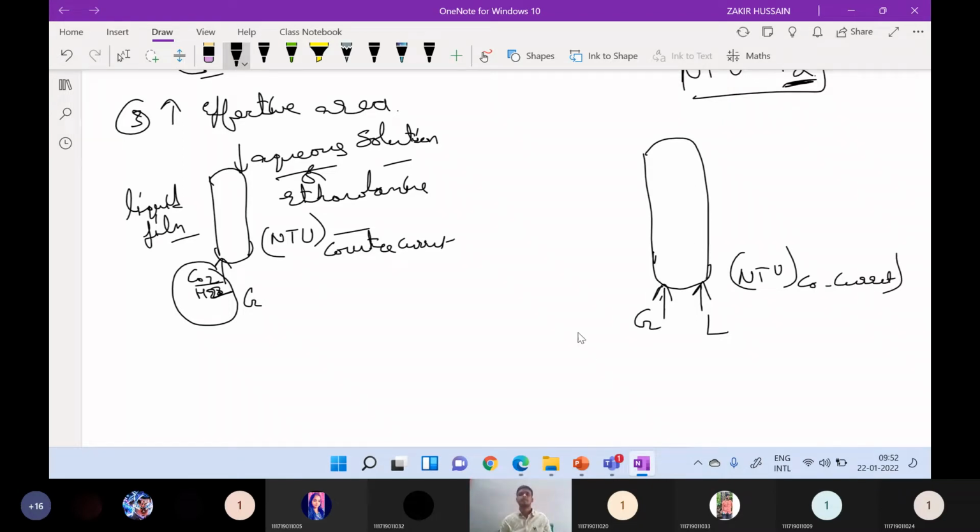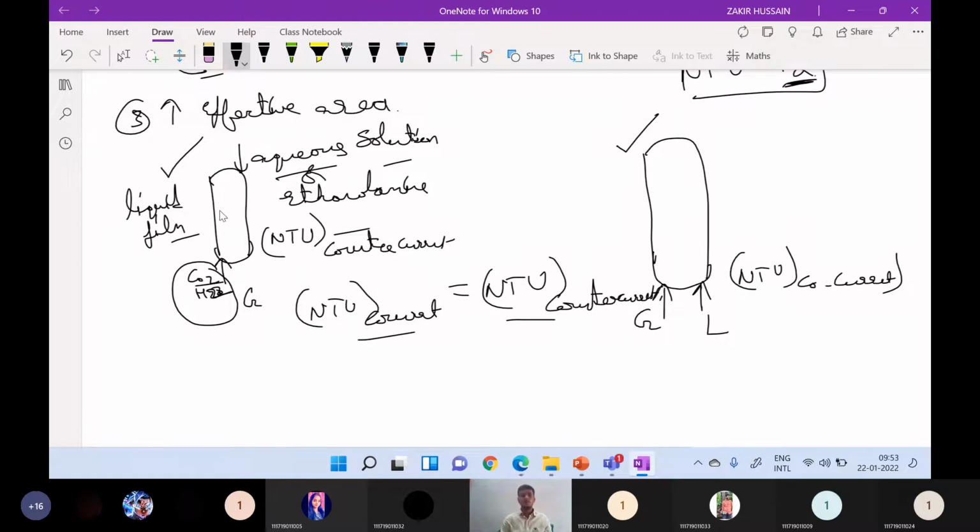If you operate the column using counter current or co-current, the NTU for co-current will be nearly equal to the NTU for counter current. So the same NTU is produced in co-current as well as counter current whenever absorption with chemical reaction takes place. That's the usual situation in absorption with chemical reaction.